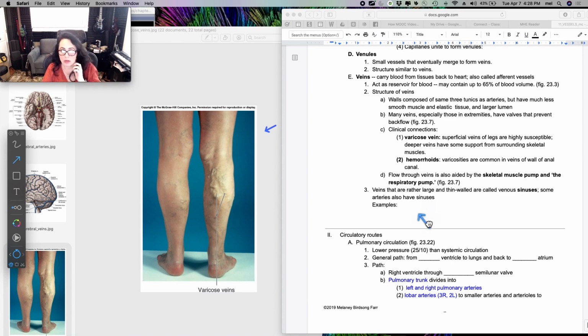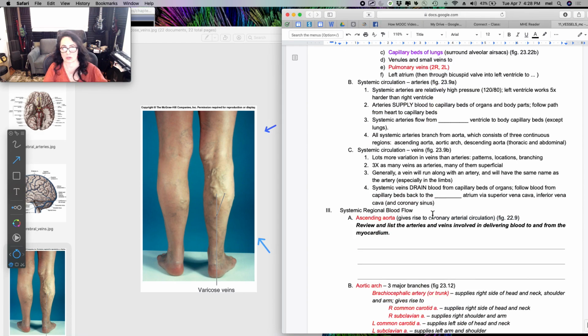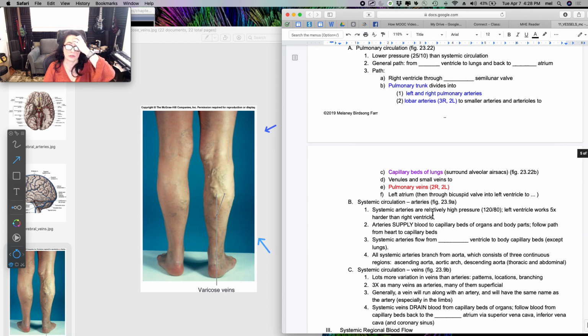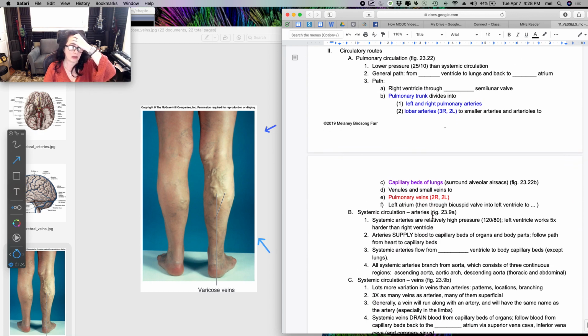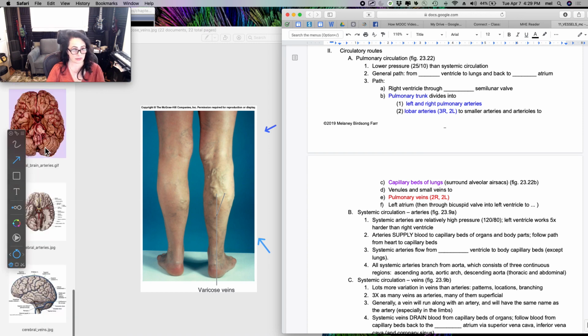All right, so now let's get away from the general vessels and get into the specific vessels. First we'll do the easy one, which is the pulmonary circulation. Okay, so the circulatory routes. Remember that if we're talking about pulmonary circulation, we are going from the right ventricle through the lungs back to the left atrium. And the pulmonary circulation is way, way lower pressure than systemic circulation.